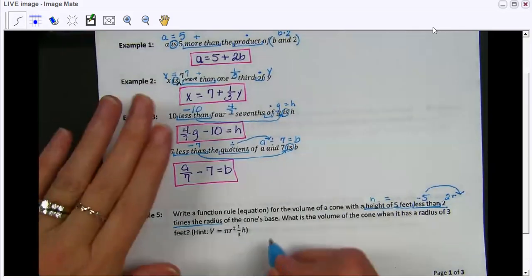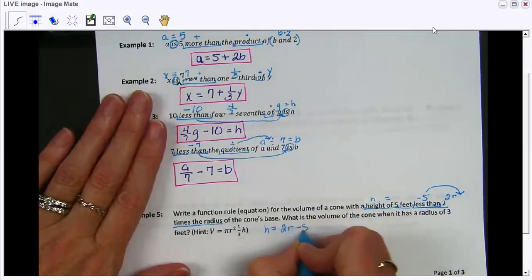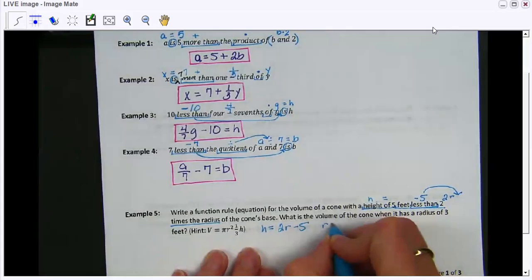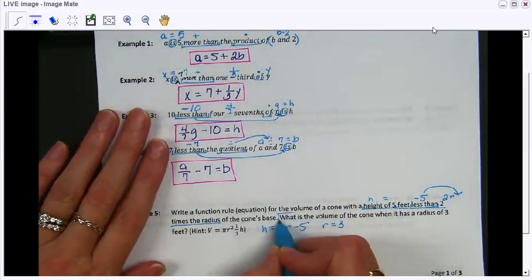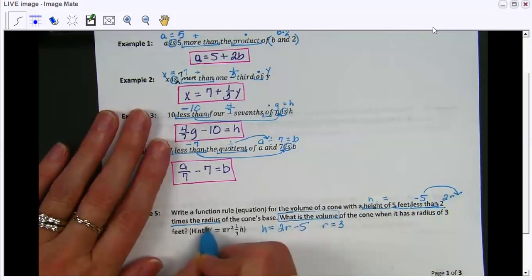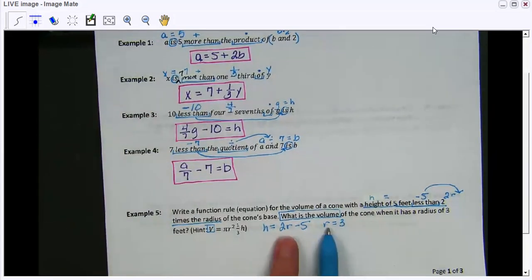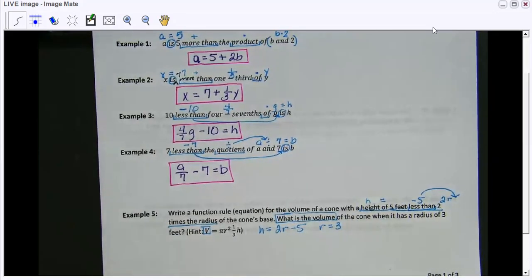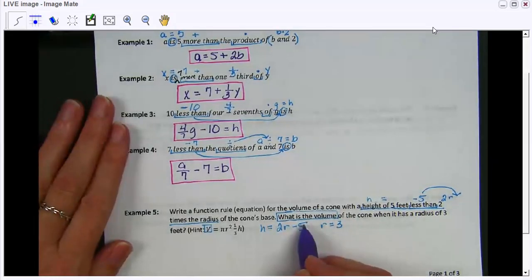So I'm going to write this right here, h equals 2r minus 5. And then they tell us that the radius is 3. Okay, so here is what we know. And it's asking us for the volume. So we have to figure out the V part of our equation. So we're going to plug in what we know into this equation. We're going to substitute it in. And I'm not going to substitute the 3 in yet. I'm just going to substitute my height in.